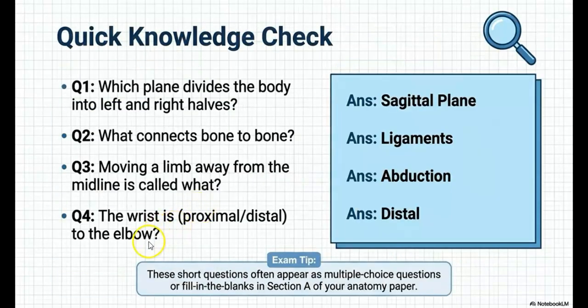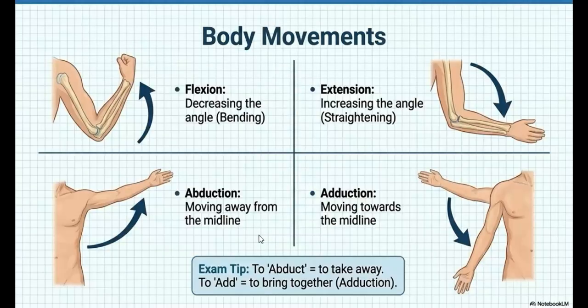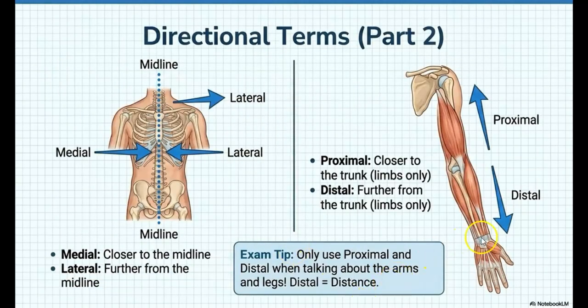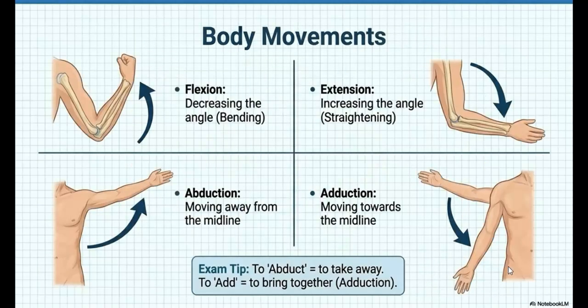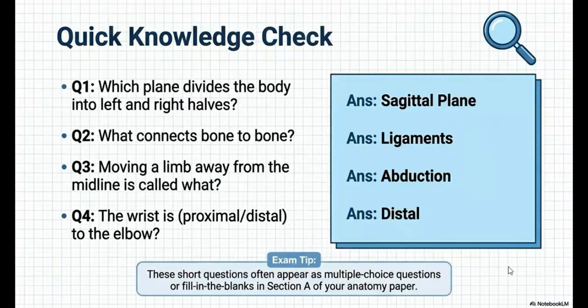And the last question, is the wrist proximal or distal to the elbow? Okay, here also the diagram is there, no? So, is the wrist proximal or distal to the elbow? It is distal. Okay, very good. If you answer all 4 questions correctly, it means you have understood today's lecture very well. Okay.